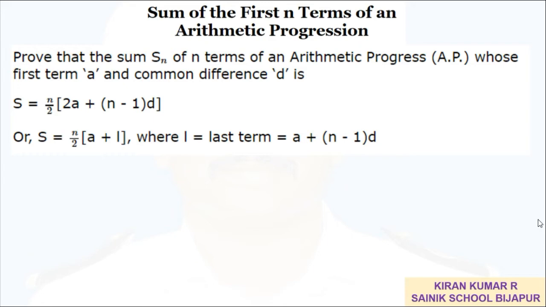Prove that the sum of n terms of an arithmetic progression represented by Sn, whose first term is a and the common difference is d, is given by S equal to n by 2 multiplied by 2a plus n minus 1 into d. Suppose a plus n minus 1 into d is considered as the last term, it is also represented as S equal to n by 2 times of a plus l. We shall prove this.